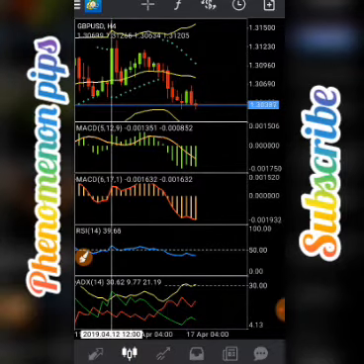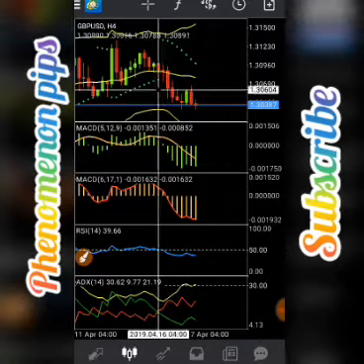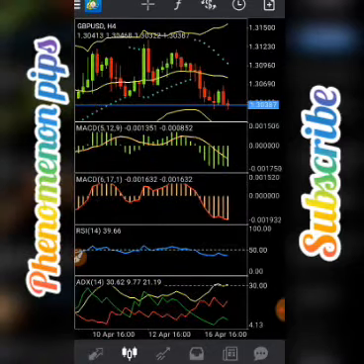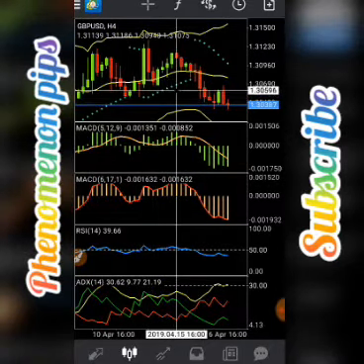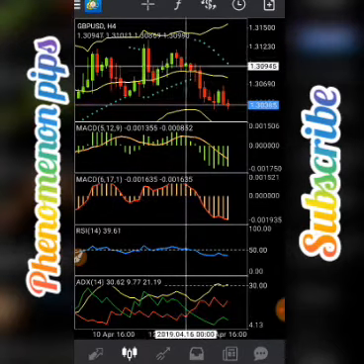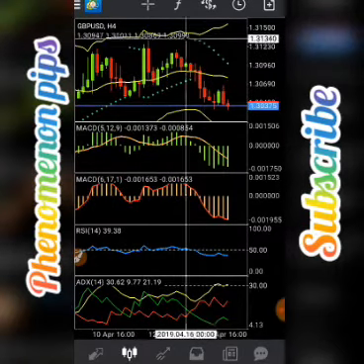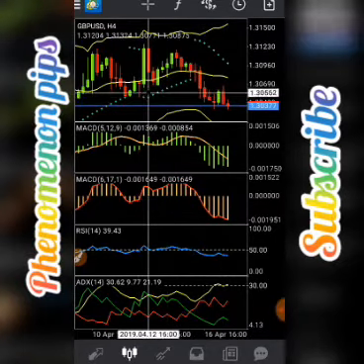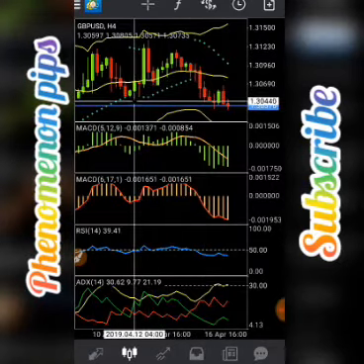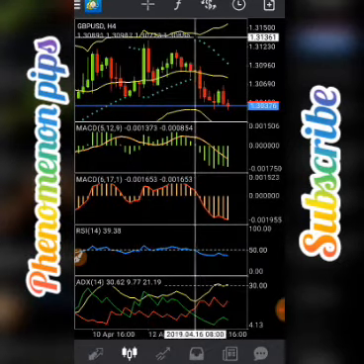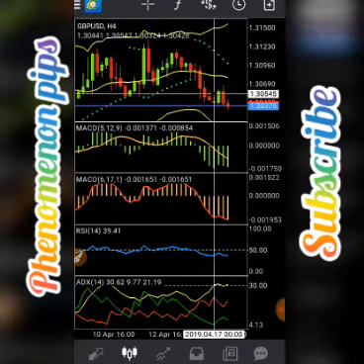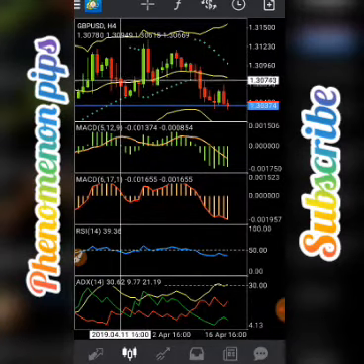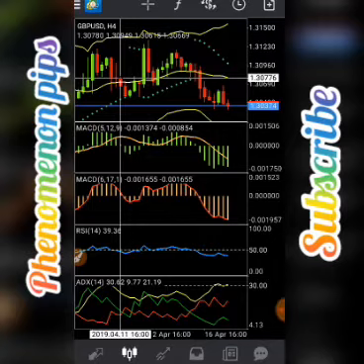So how do we use the parabolic SAR? If the parabolic SAR is above price, as we can see here, then we can go for a sell position. If the parabolic SAR is below price, we can go for a buy position. We can see it as the parabolic SAR supporting price to go up, and at this point the parabolic SAR is pushing price downward. We want to know that no indicator can push price. Price moves on its own, and indicators follow through.